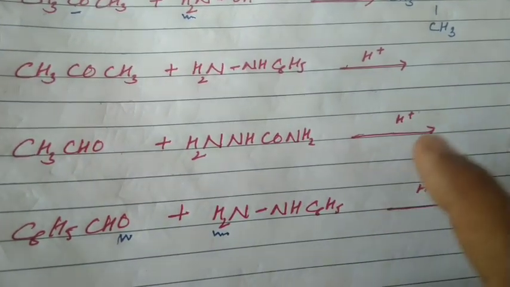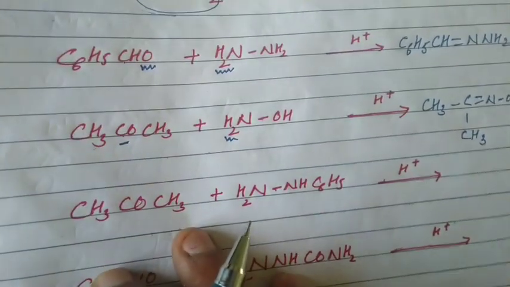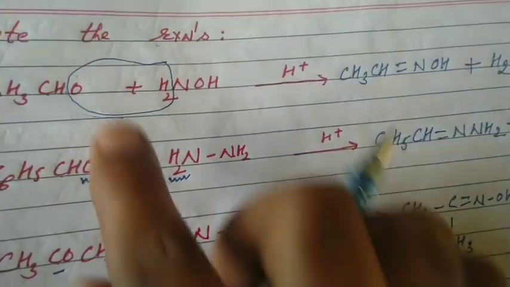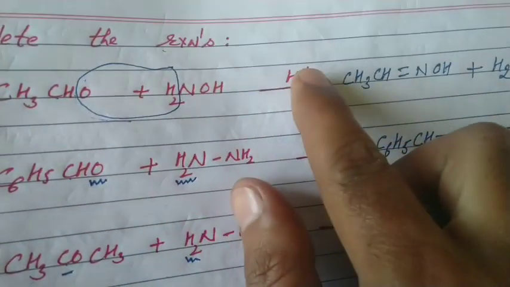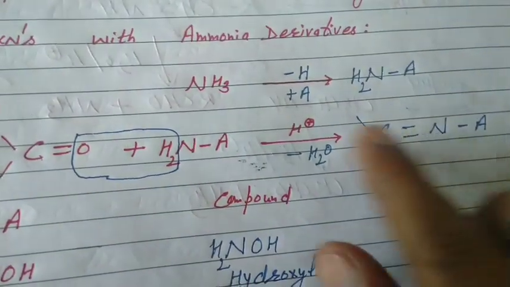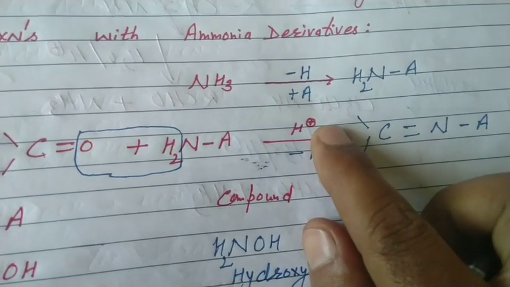I'm sure you can easily complete all these reactions. After this, students, there is also one question in NCERT. Why do reactions of carbonyl compounds with ammonia derivatives take place in weakly acidic medium? This whole reaction proceeds in weakly acidic medium. The pH must be 4 to 5.